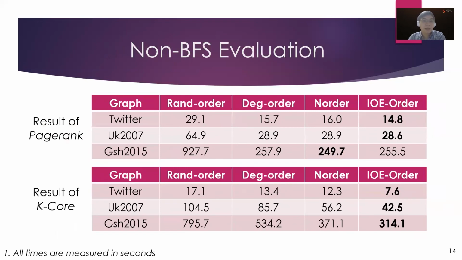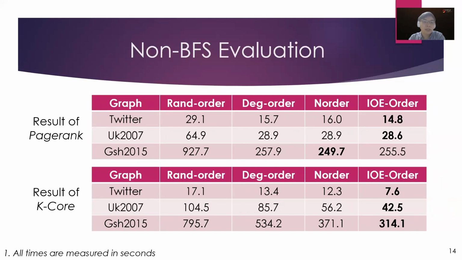And to further discuss the impact of IOE-Order on the non-BFS algorithms, we further evaluate 2 popular algorithms, which are PageRank and K-core. And these 2 algorithms represent 2 completely different access patterns. PageRank will repeatedly process all vertices, and K-core will selectively remove vertices in order to return a subgraph in which all the vertices have a degree larger than K.